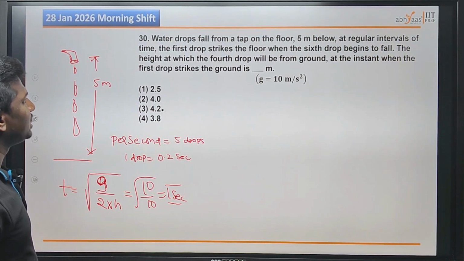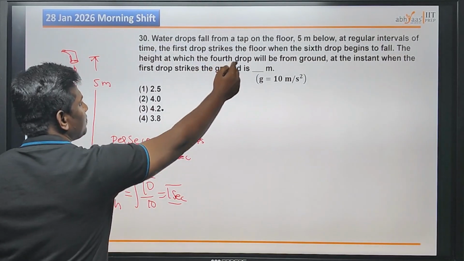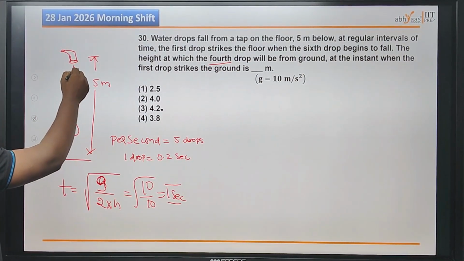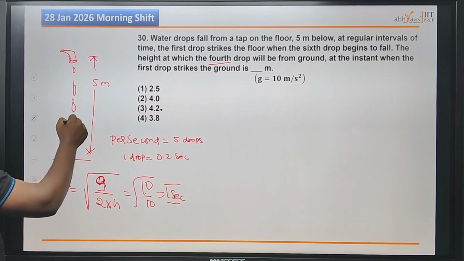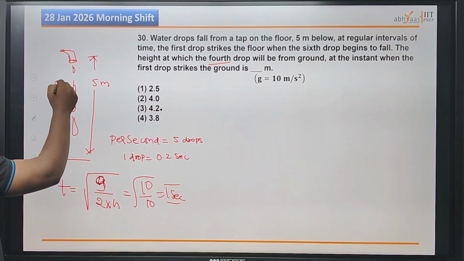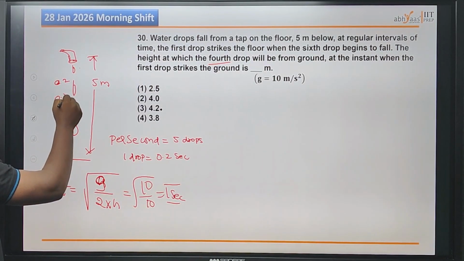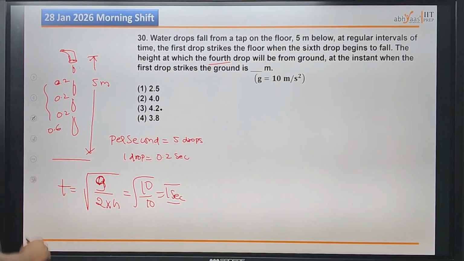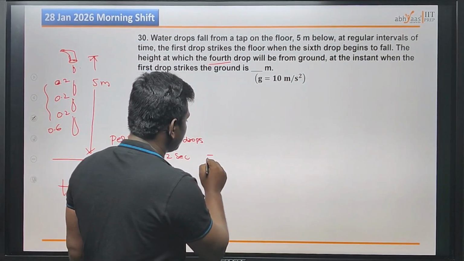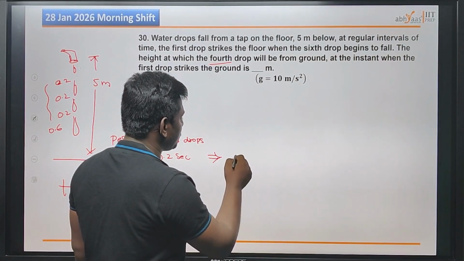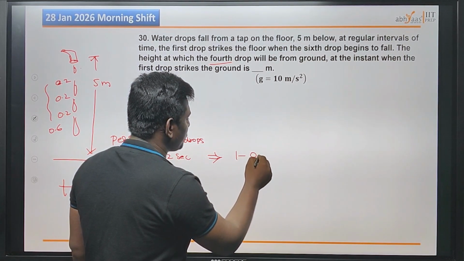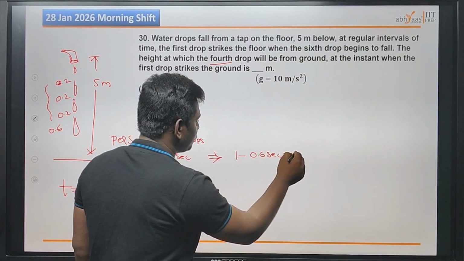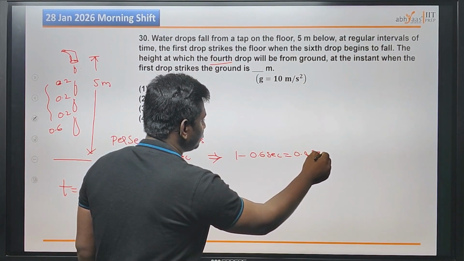What about the fourth drop? How much time will it take? Here, first drop, second drop, third drop, and fourth drop. This is 0.2 seconds, 0.2 seconds, 0.2 seconds. So after 0.6 seconds, the fourth drop will drop from the tap. So what is the time taken to reach the ground? 1 minus 0.6 second, that is nothing but 0.4 second.